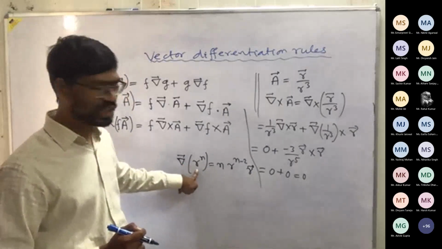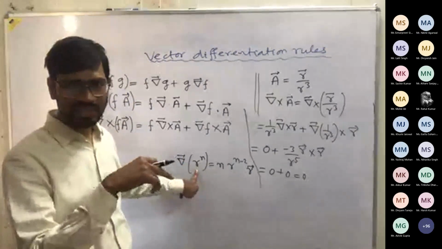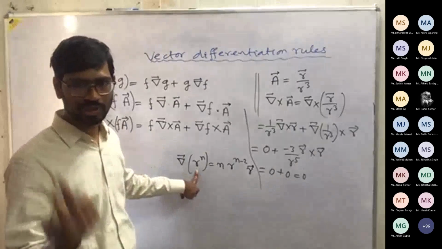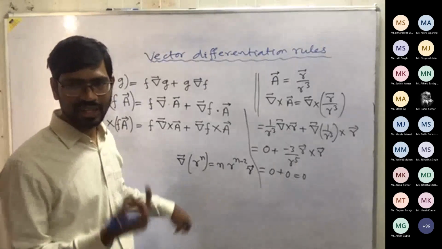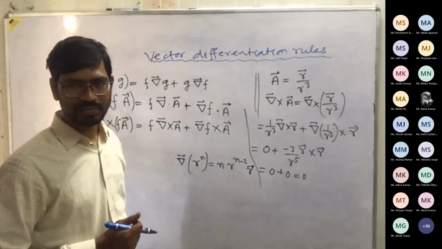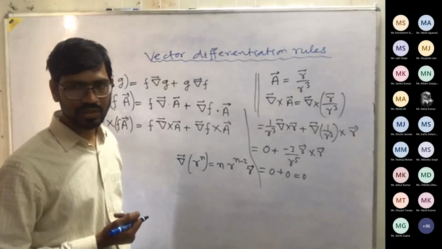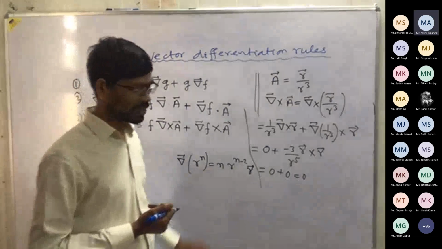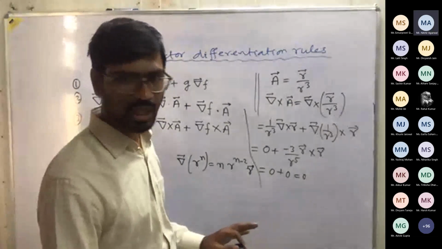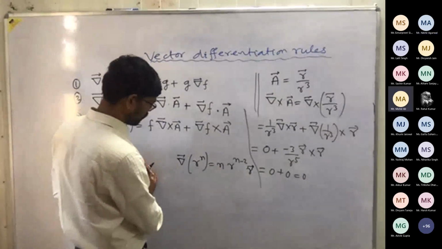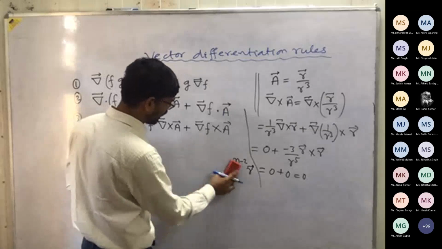You do it. R is the position vector. You know, it has this R equal to square root of x square plus y square plus z square. You check it. N is any number. N is an integer number. You check it. You will get this value. Sir, it is just like the formula of normal differentiation, na sir? Yeah, exactly.